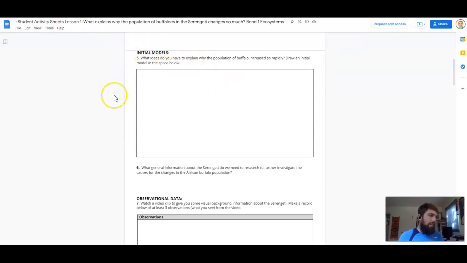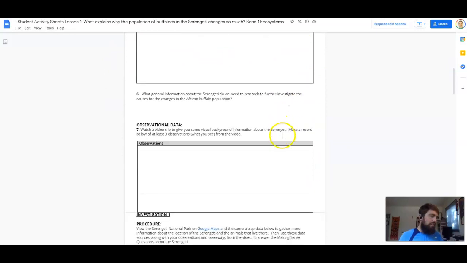Okay, and so when you are finished sketching out your model, the next thing for you to do is look at number 6 and think about, what do we really need to know to figure out and investigate why the buffalo's population is changing? Because we're going to be doing this as an investigation. So I want you to compare models with one other classmate. Find somebody sitting next to you and compare what you had drawn. And think about what's similar and what was different, and write about that here on number 6.